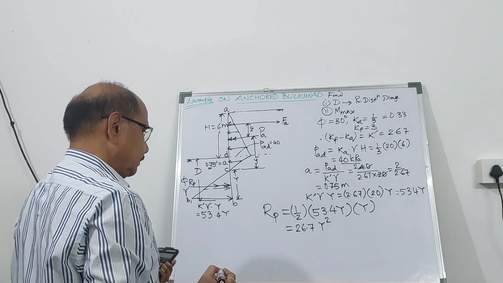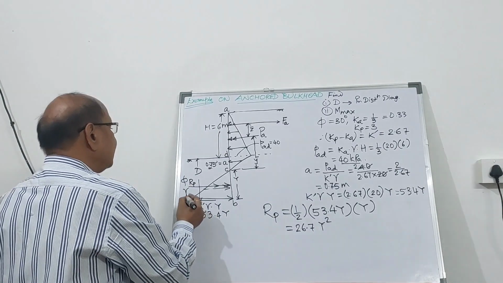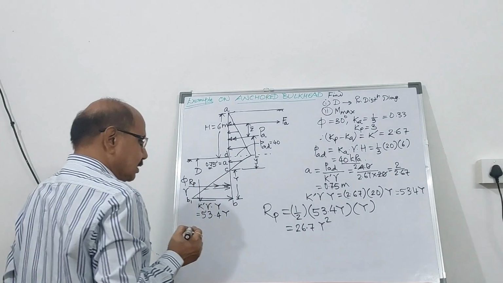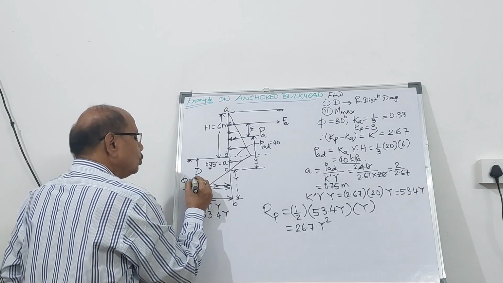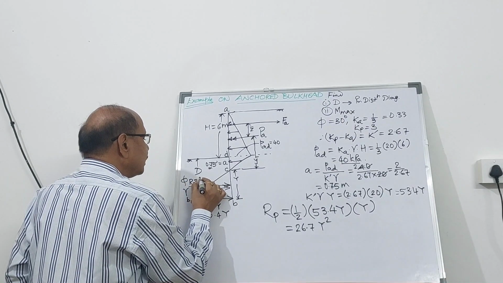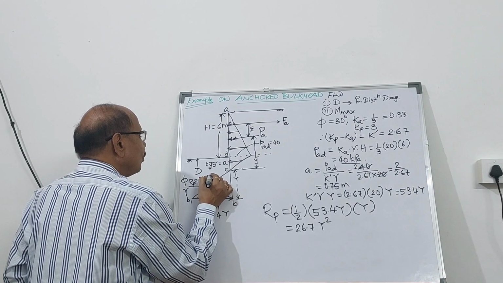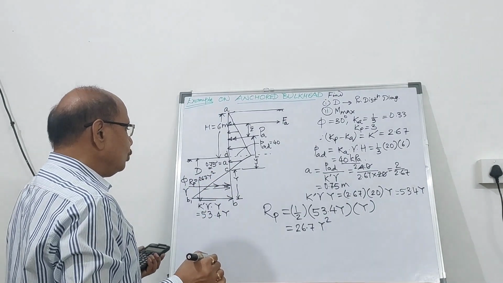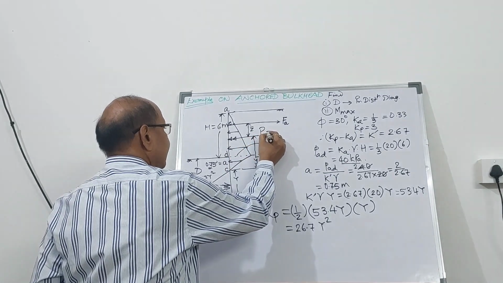Y square. So friends, the magnitude of this force is known to us, RP. So RP equal to 26.7 y square. Y is not known to us. That we have to find out. Now find out the magnitude of PA.